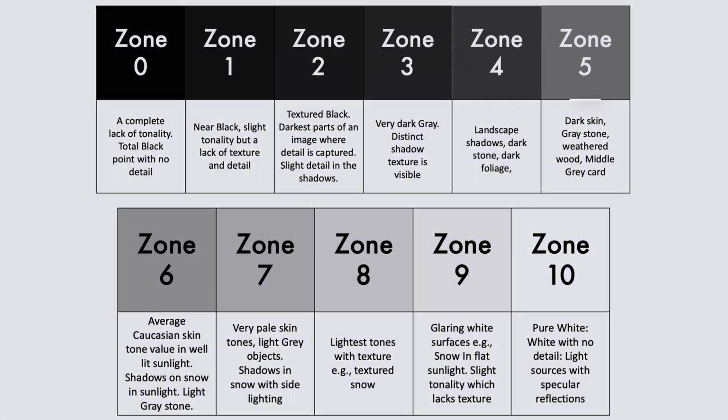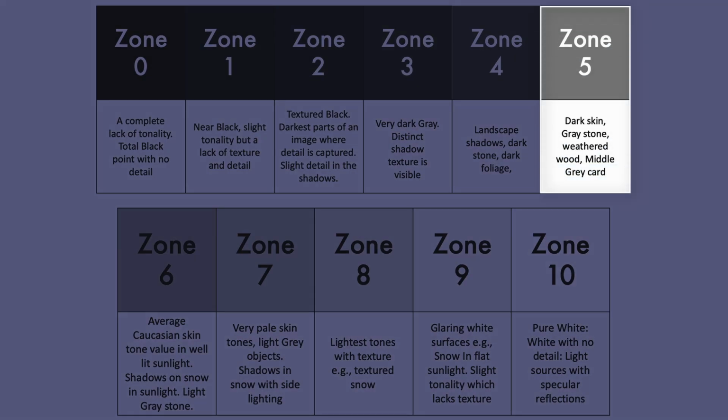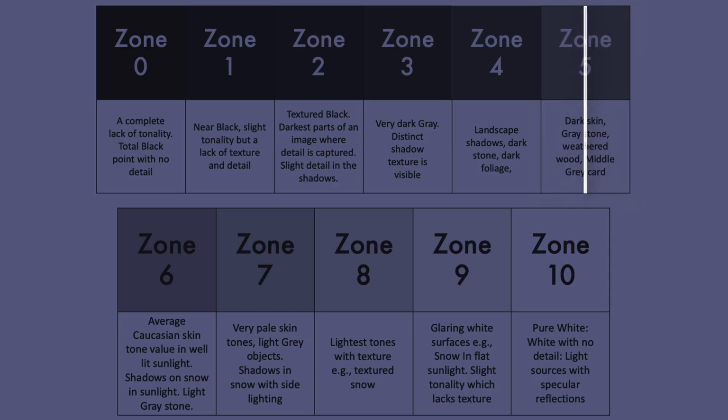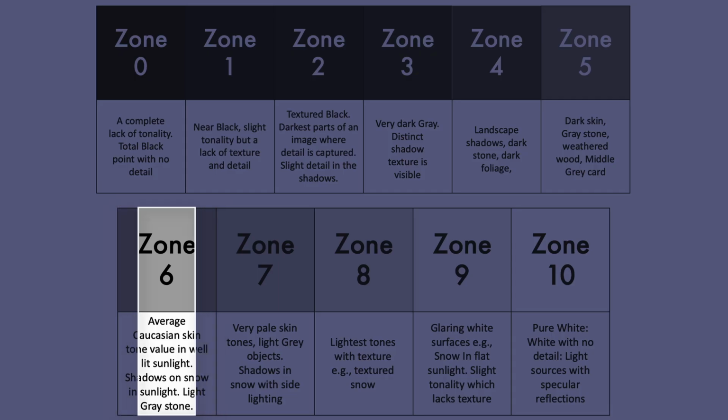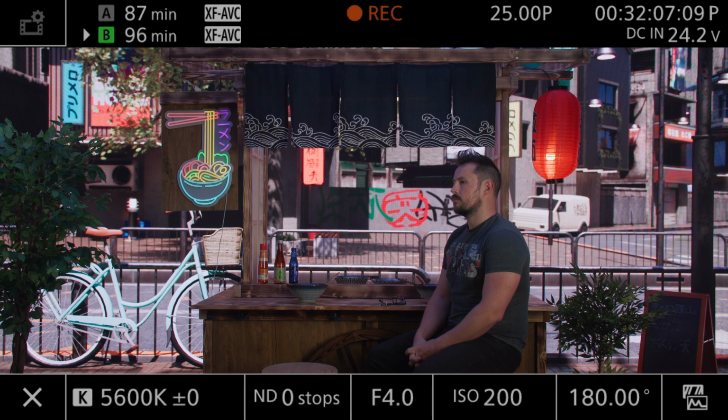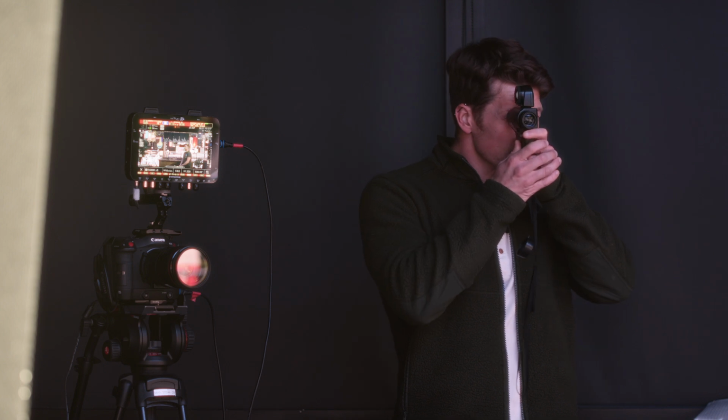If we look at our zone exposure chart, we can see that while middle grey looks at darker skin tones, greystone, weathered wood, and middle grey cards, zone 6 is where we have average Caucasian skin tones. So this means that our skin tones for Matt should be a little bit brighter than that middle grey value. Now Matt does have a bit of a tan because he's just been away in Greece, and that might affect where we place that exposure slightly because he hasn't got very porcelain skin. But the spot meter is telling us to set it at about an f4. And again, that is exposing for middle grey.